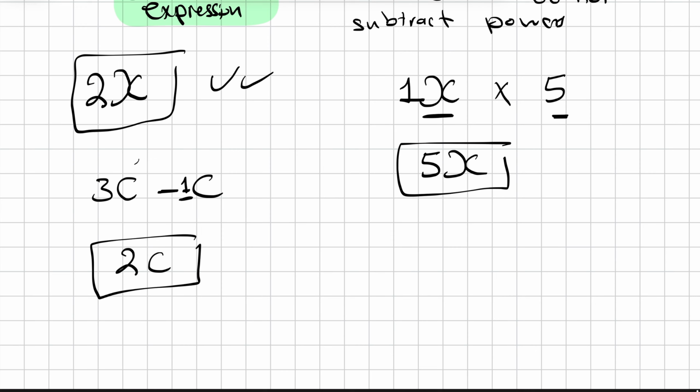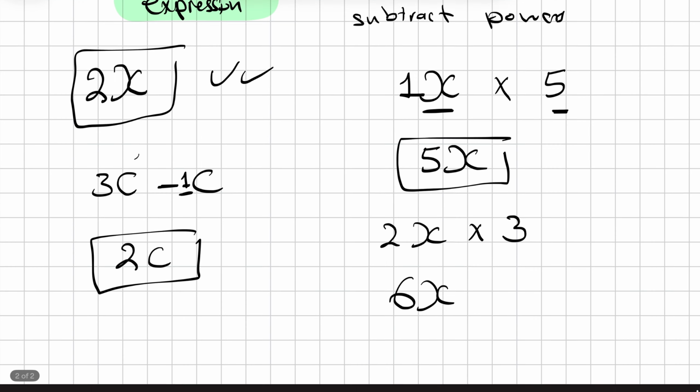Even if I have, for example, 2x times 3, 3 times 2 is going to be 6, and x as it is. So it's actually 6x.